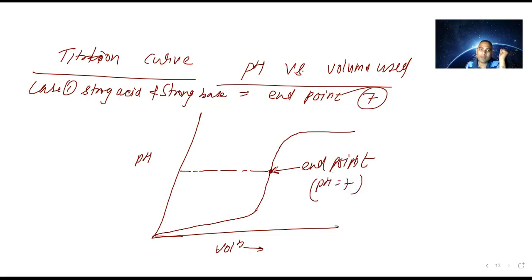After that point, pH is increasing. Here the pH is 0, here is 7, here is maybe 10. If you keep on adding, pH will keep on increasing. So at the end point, pH is equal to 7. It is called the equivalent point, where complete neutralization takes place.